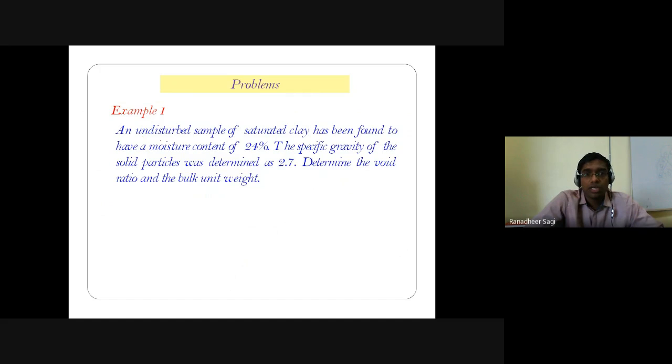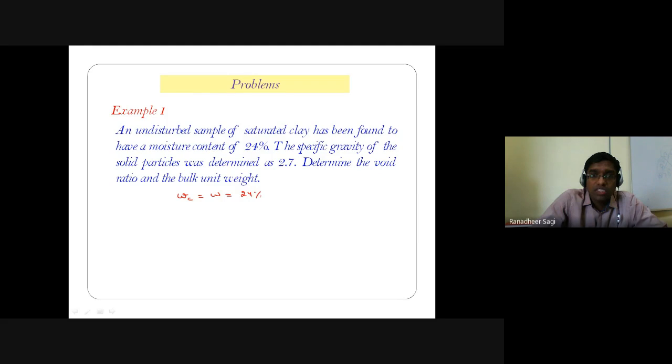Let's look here. An undisturbed sample of saturated clay, the soil is said to be saturated, has been found to have a water content of 24%. So that saturated clay soil has got the water content value. Either you can write it as WC, or you can simply write it as small w. So the water content present in that particular saturated clay soil is nothing but 24%.